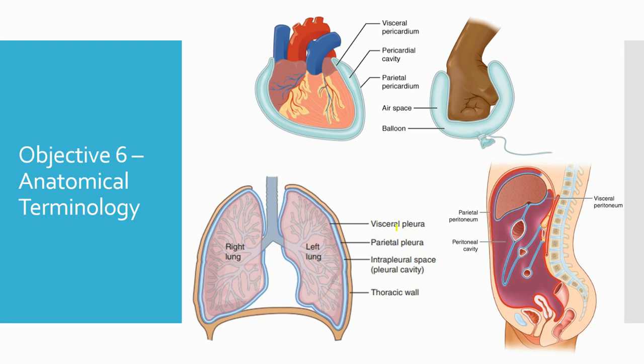Same thing with the lungs. The visceral pleura is going to be on the lungs themselves. The parietal pleura is going to be in the cavity. And then you have the space in between, the pleural cavity. And then here you have, in the abdominopelvic region, the visceral lines the organs. The parietal is going to line the cavity itself. And then you have the peritoneal cavity in between.